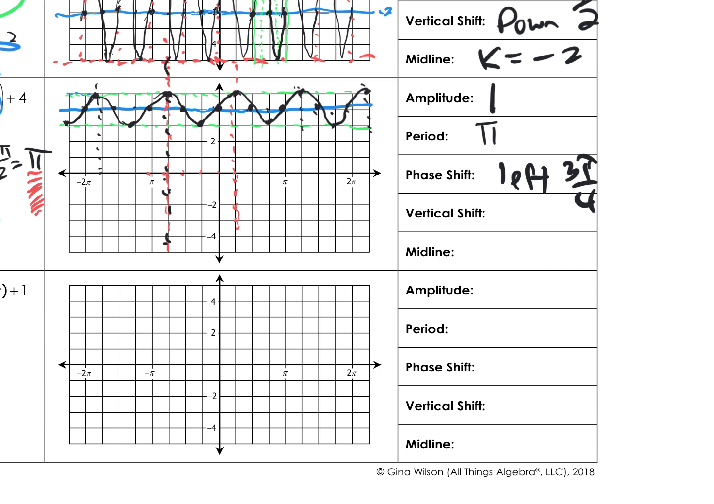And vertical shift was up or down? Up 4. What's the equation of my midline? Use y though. Y equals 4. Because K is 4 is also true, but I'm talking about if I was to graph it.